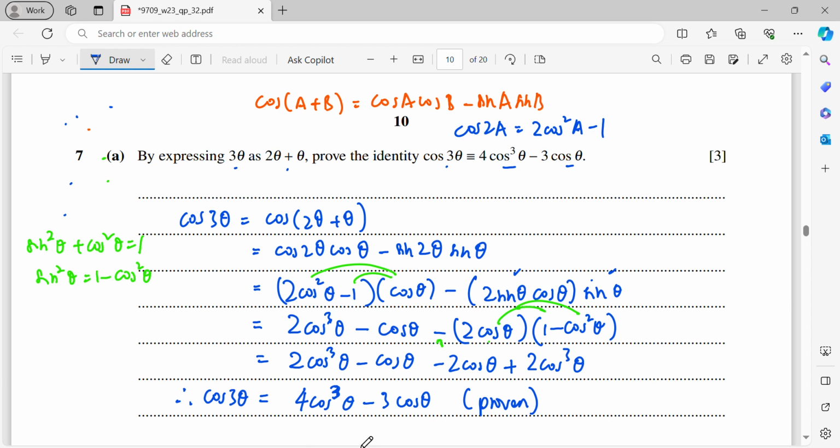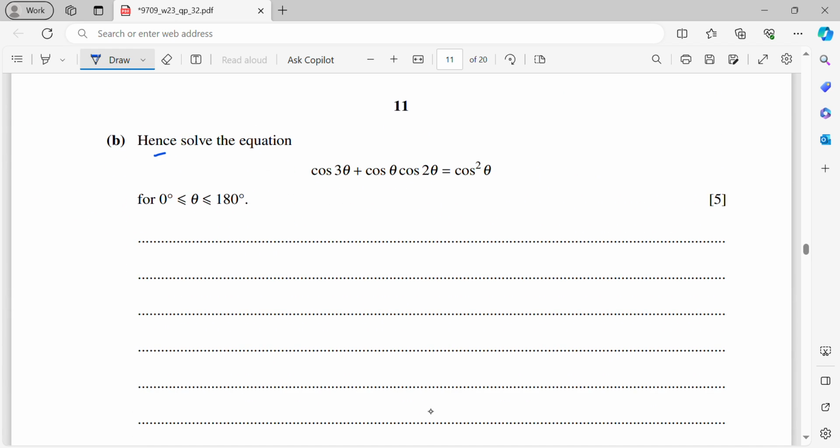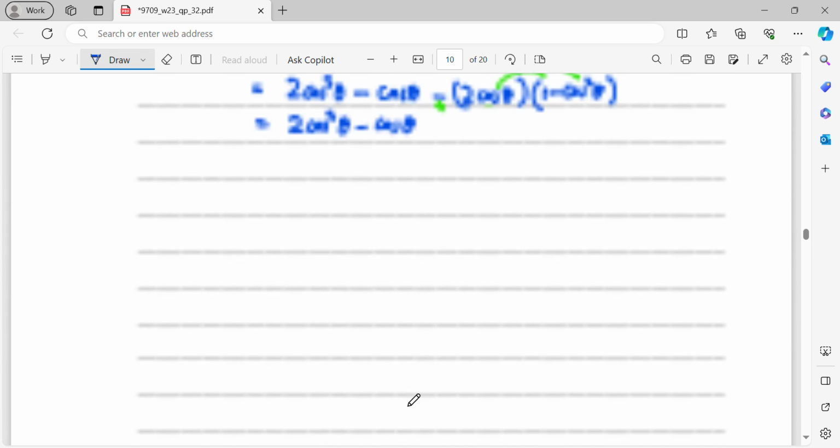Alright, so done for the 7a. And now let's move on to 7b. Hence, solve the equation. So this left-hand side, okay, let's check.